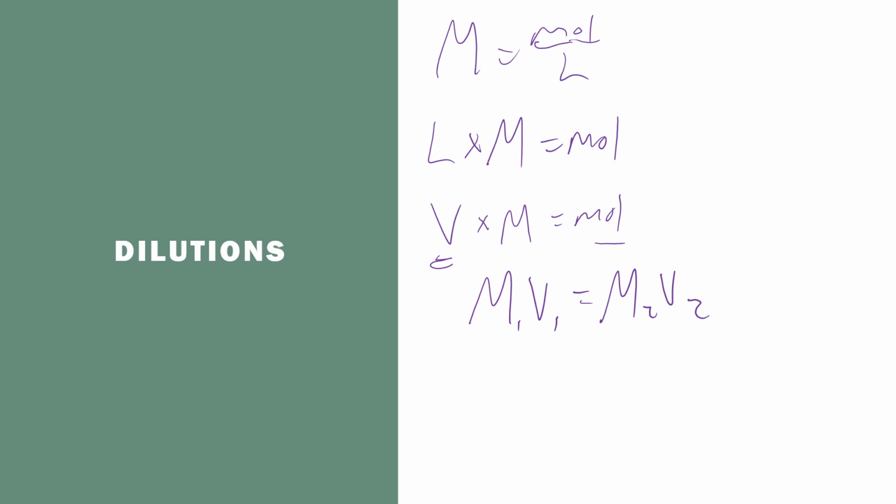And so this would indicate your molarity and your volume before dilution, and then your molarity and volume after dilution. And again, because the moles stay the same, we can track how the molarity changes when the volume changes.